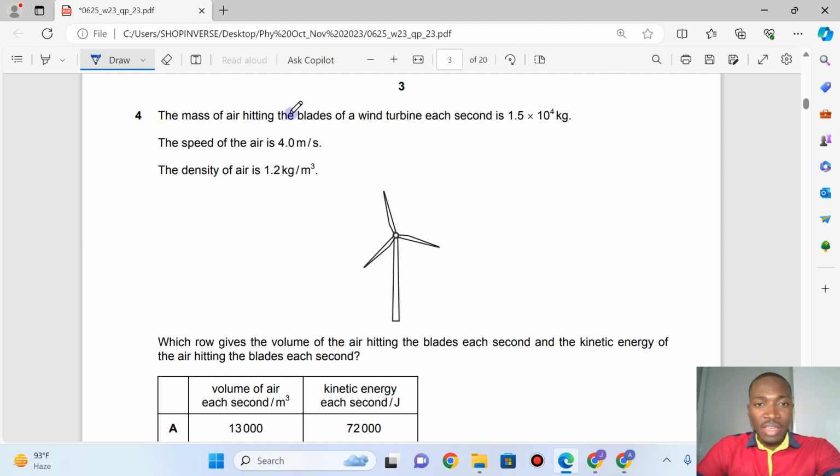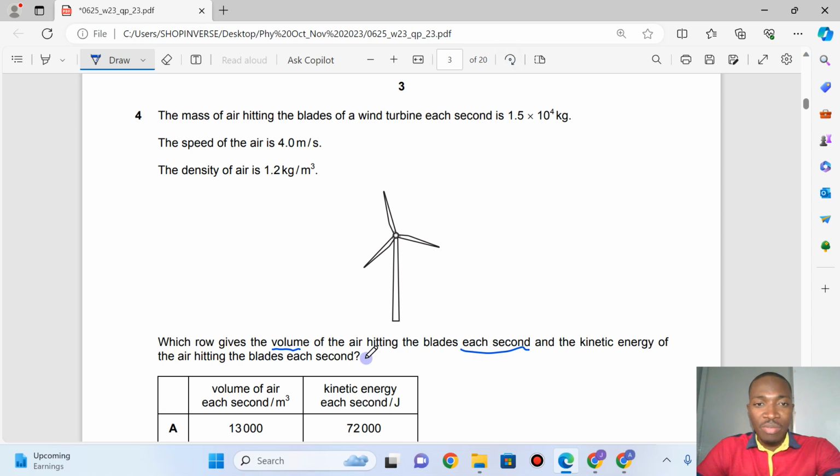The mass of air hitting the blades of a wind turbine each second is 1.5 times 10 to the power 4 kilogram. The speed of air is 4 meters per second. The density of air is 1.2 kilogram per meter cube. Which gives the volume of air hitting the blades each second? We are looking for the volume per second. Okay? And the kinetic energy of air hitting the blades each second.